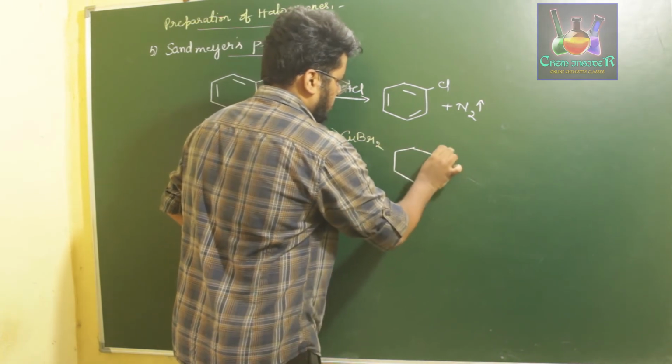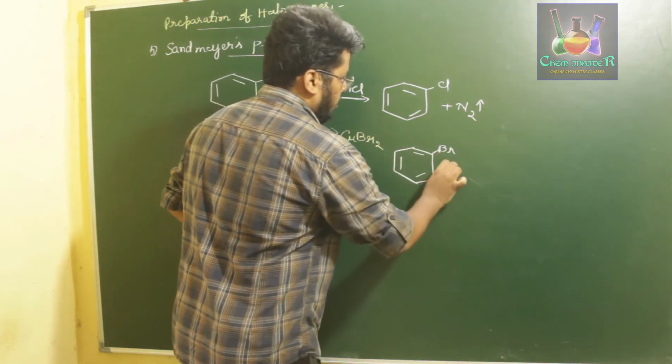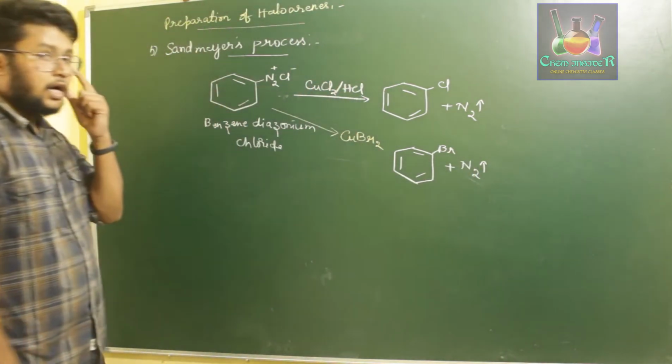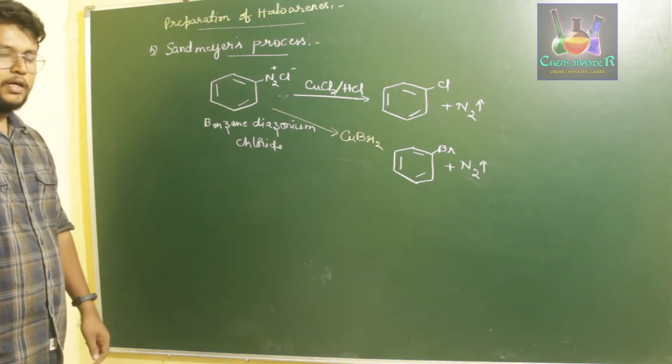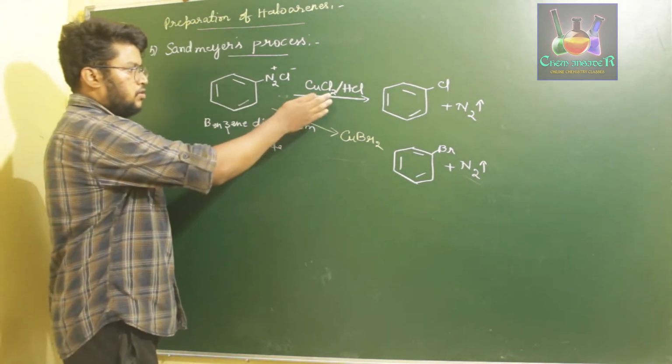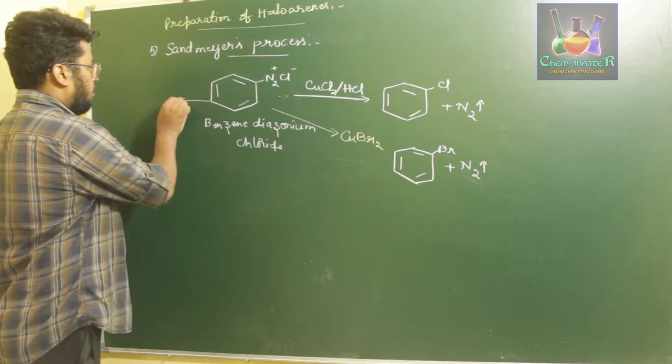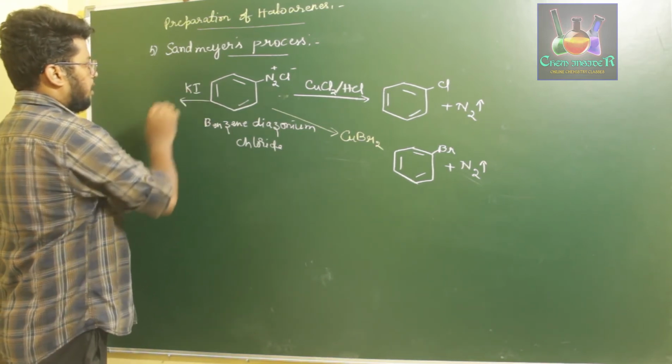We get bromobenzene along with liberation of N2 gas. And if you have to prepare iodobenzene, we can't use either CuI2 or any of those compounds. What we have to do is treat them with potassium iodide.